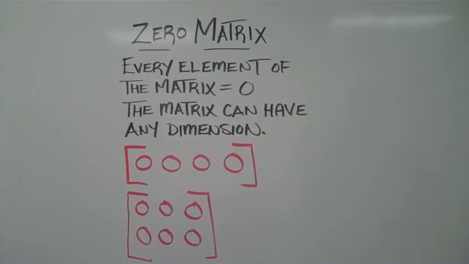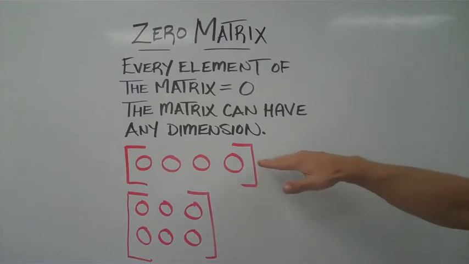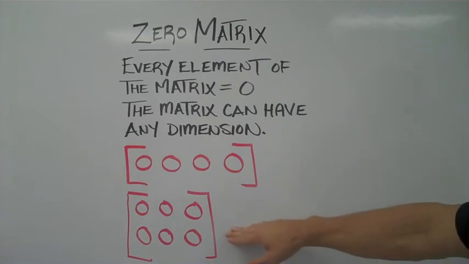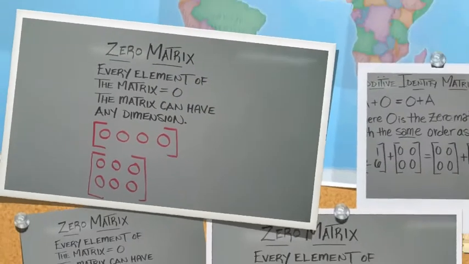In a zero matrix, every element of the matrix equals 0. The matrix can have any dimension. Here is a 0 matrix with 1 by 4 dimensions. And here is a 2 by 3 0 matrix.